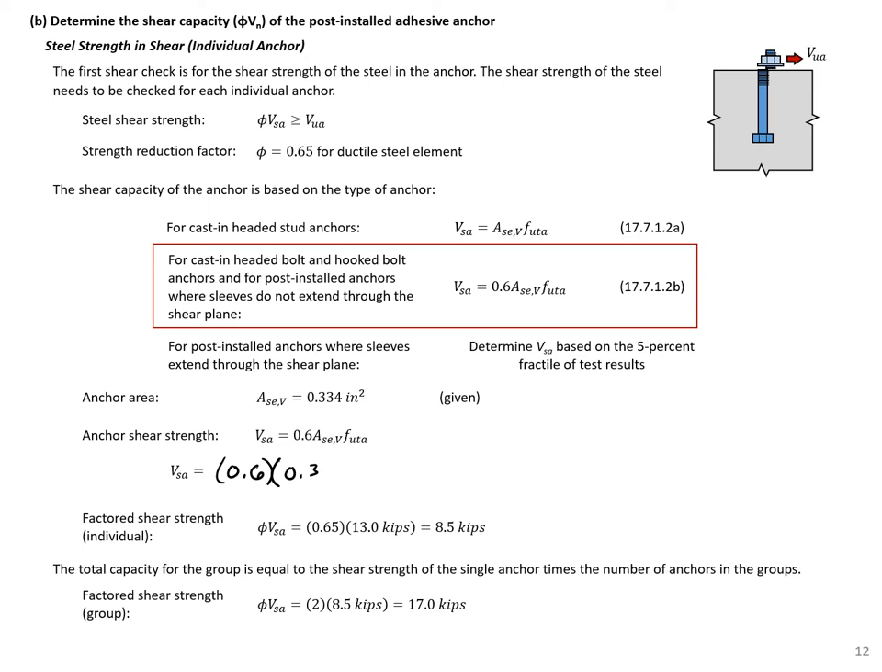0.334 square inches, times the strength of the anchor, 65 ksi. This will give us a shear strength of 13 kips. We can take this strength times our phi factor 0.65 to give us the factored shear strength of an individual anchor, 8.5 kips. Then we have two anchors in this anchor group, so we can take this capacity times two, which will give us the group capacity equal to 17 kips.